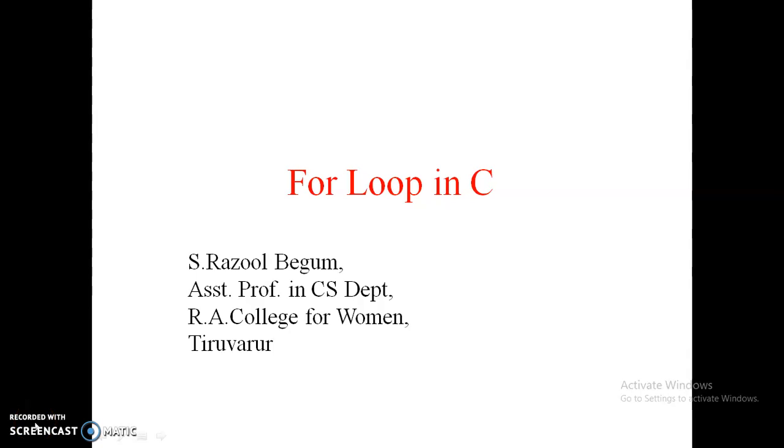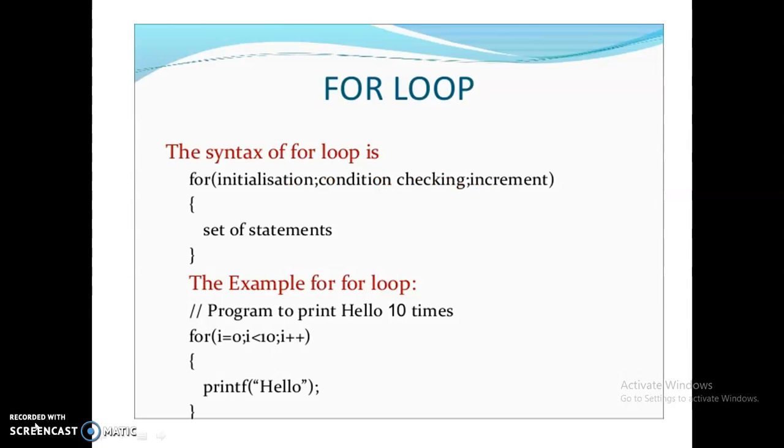Hi girls, today I'm going to explain the for loop in C. In my last class I explained what a while loop is. This is the second type of loop, the for loop in C. This is also called iteration.